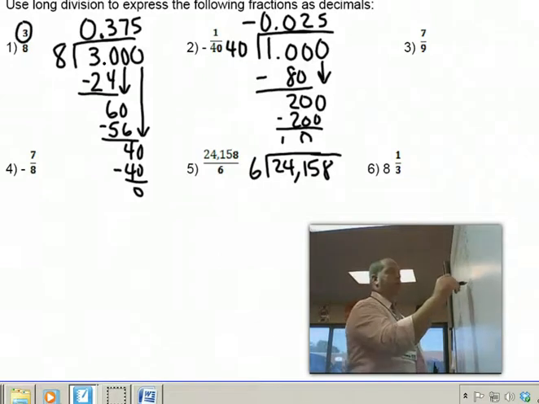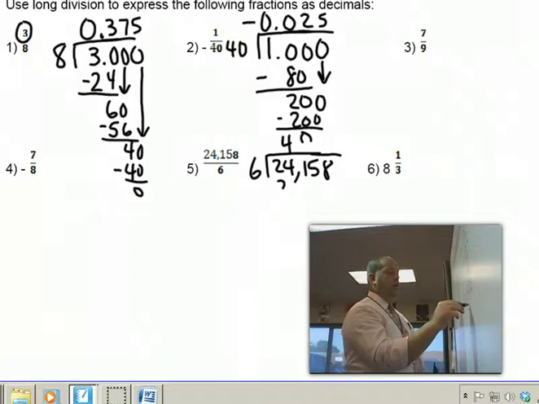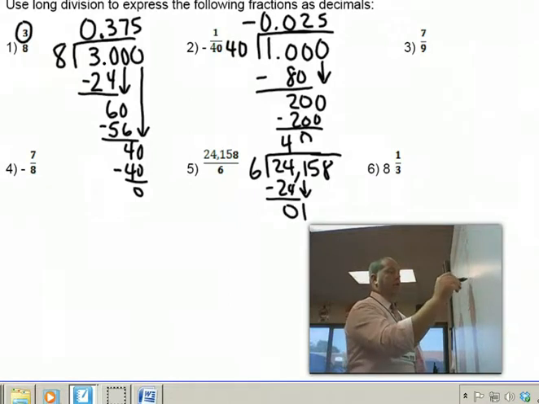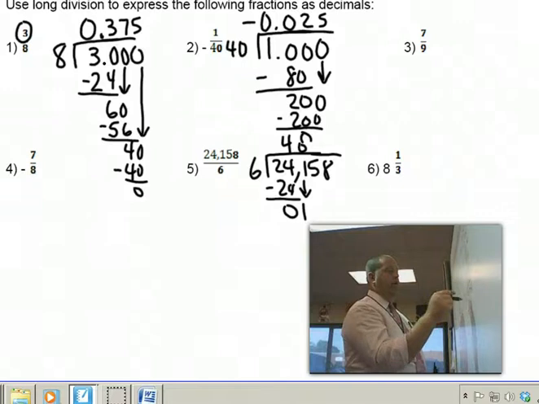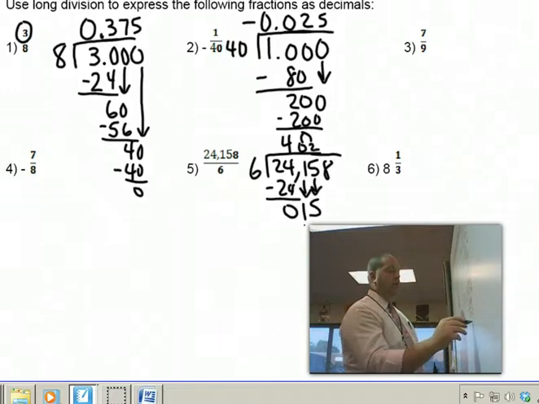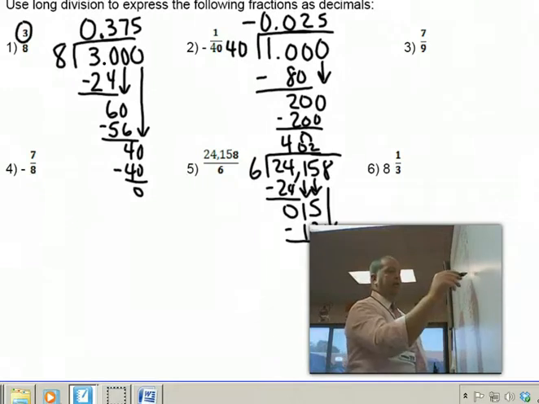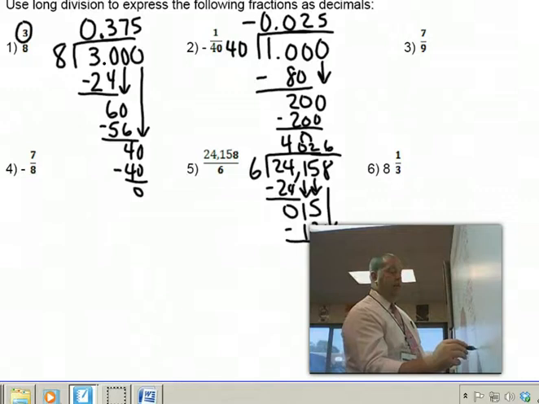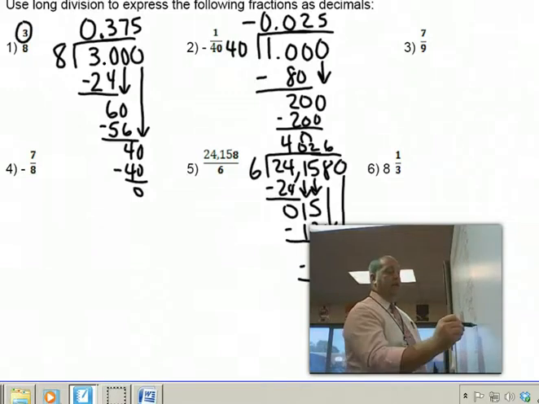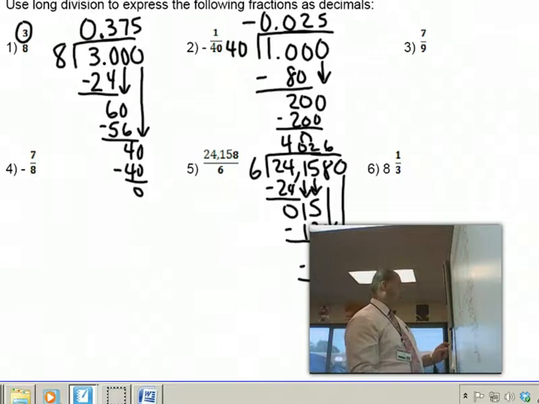So 6 into 24 is 4. Bring the 1 down. That's a 0. Notice I'm trying to stay nice and neat. Put the numbers above where they go. Bring the 5 down. That's 2. That's 12. I subtract. I bring the 8 down. 6 into 38 is 6 times. That's 36. I subtract, I get a 2. I'm going to add another 0 here and bring that down.